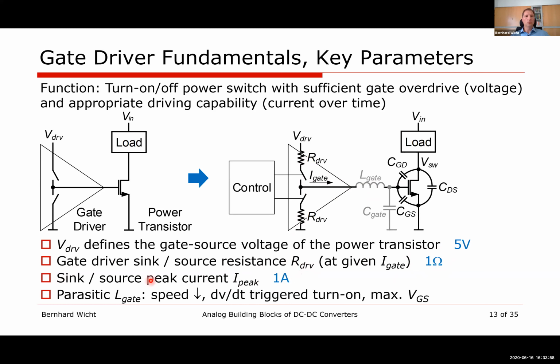I don't want to spend too much time today on parasitics, which are related to a longer gate line. If this is a discrete transistor, there might be a distance which accounts to a parasitic inductance, and that also degrades our performance. So, of course, we need to watch out for these effects.